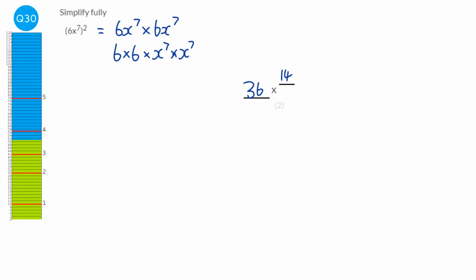Something else you could have done is just squared the 6 to make 36. And one of the rules is that if you have a power on the inside of a bracket and a power on the outside of the bracket, you multiply them. So 7 times 2 is 14.